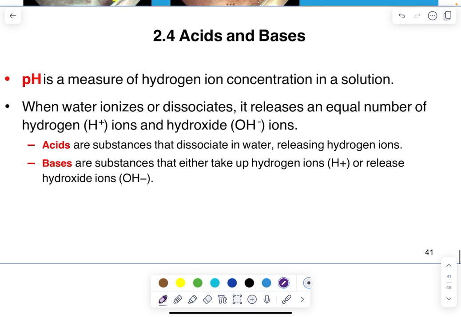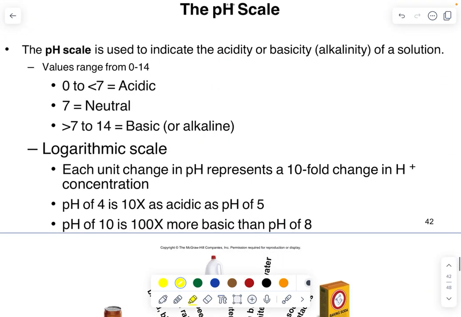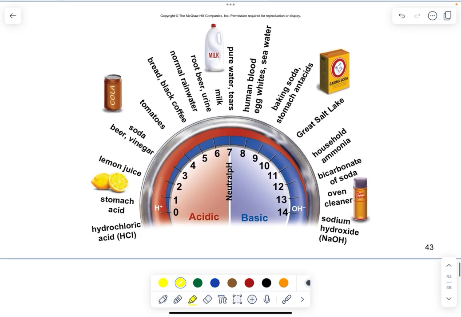So pH is the measure of hydrogen ion concentration in a solution. You have acids, which release hydrogen ions, and bases, which take them up. Acids and bases are equally powerful as far as that goes. Of course, 7 is neutral, and it's a logarithmic scale. So here's just some examples, right? Stomach acid is crazy. Your stomach kills most of the bacteria that you eat. And then lemon juice and all the way up.